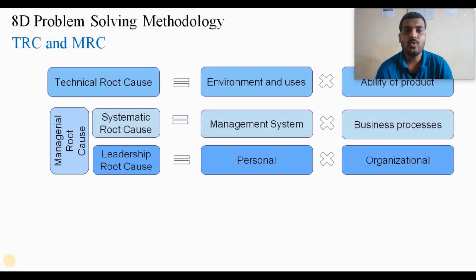So up till now we have learned D1 establishing a problem solving team, then D2 problem description, then D3 taking containment actions, and then D4 cause and effect analysis. I think up till now you are clear with all these 4 steps. So without wasting much time, now we will move to the next phase, that is D5, defining corrective action and proving its effectiveness. So you have to define the potential corrective action to eliminate the root cause.